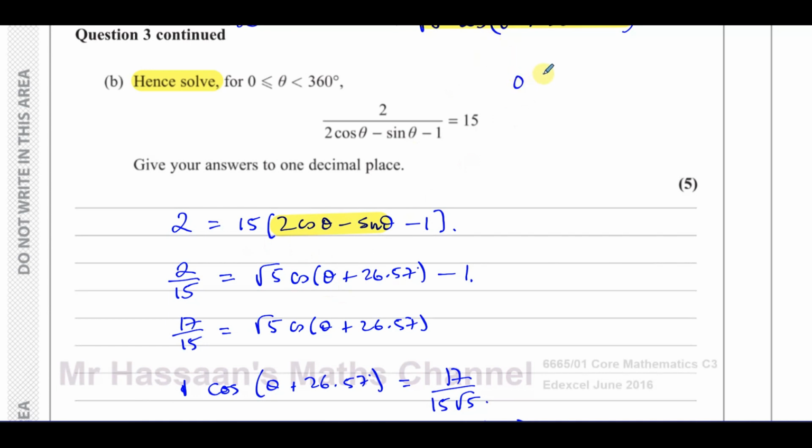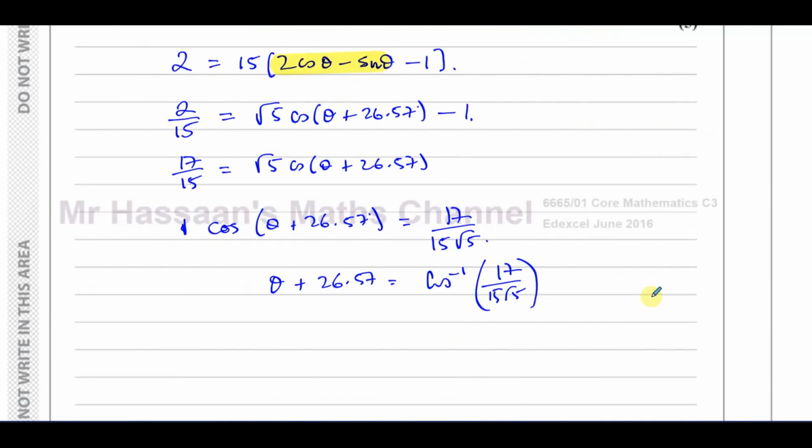So we have 0 is less than or equal to theta less than 360. This theta has now become theta plus 26.57. So this becomes 26.57, and this becomes 386.57. We have to add 26.57 to each part of the inequality. So our limits that we're going to catch the angles from is between these two values. We can't get outside of those values.